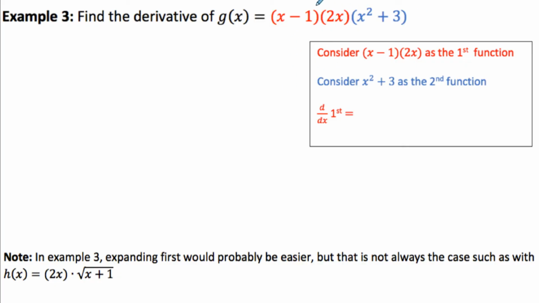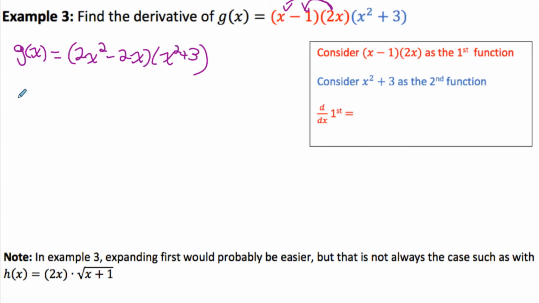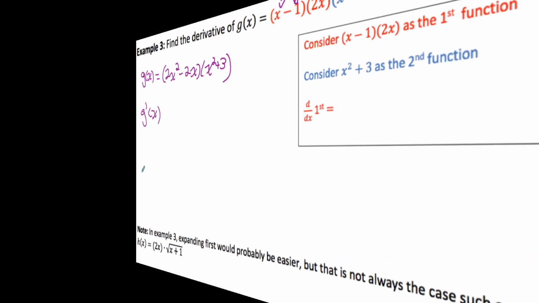Looking at it, since it's a product of 3 things, there's a bunch of things we could do. What I would probably do is expand this 2x into this, so that my g of x function was just 2x squared minus 2x times x squared plus 3. And then I could do product rule from there. Then I could start finding the derivative.